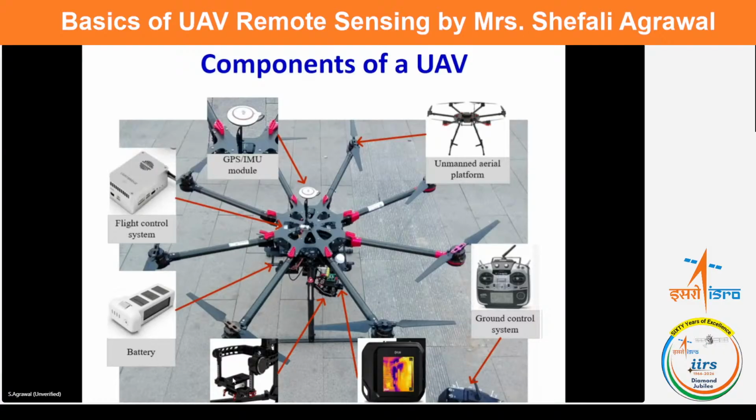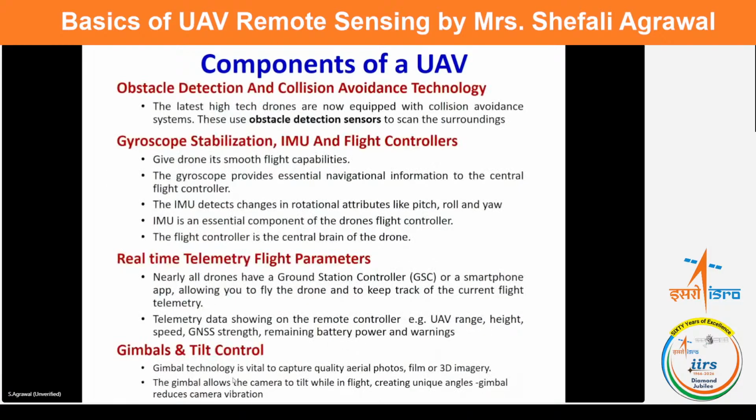So all these units, which are the frame, motors, propellers, flight controller, battery, and transmitter, are integrated together and work in harmony, and then we are able to collect the data sets. A few more features, along with the major components, are also essential on drones: obstacle detection and collision avoidance technology, so that bird hits can be avoided.